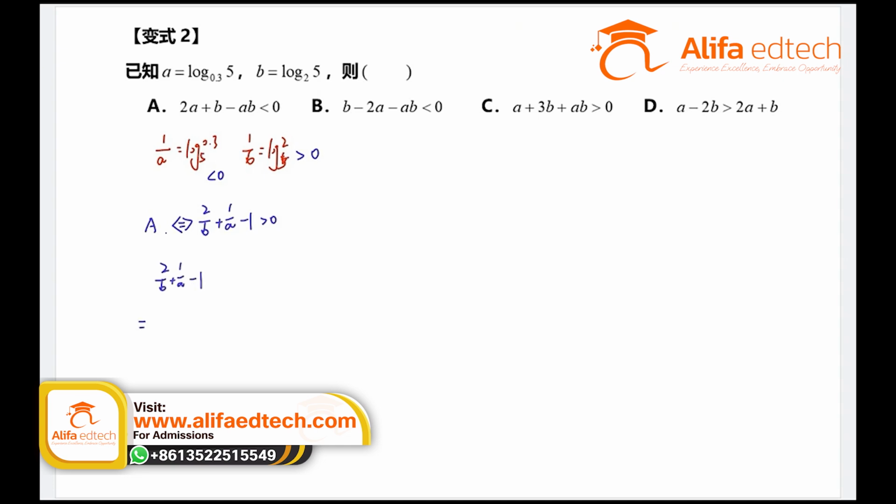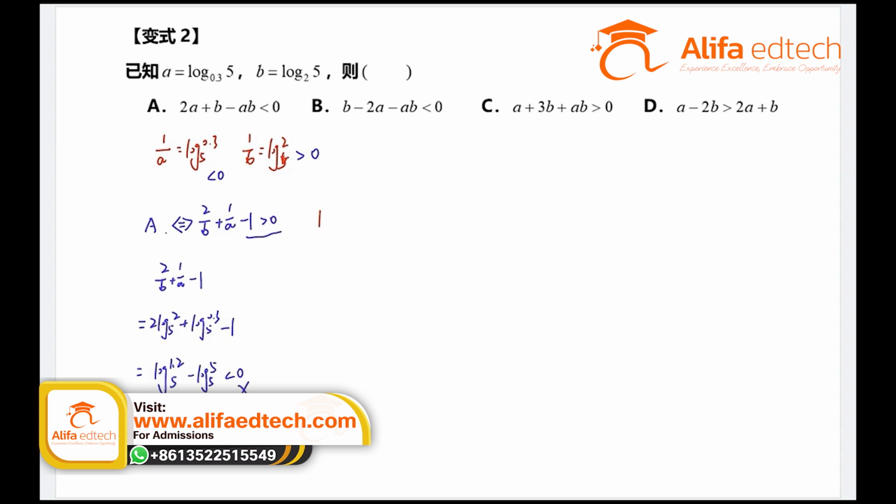Let's substitute the values in. 2 times 1 over B is 2 times log base 5 of 2, plus 1 over A, which is log base 5 of 0.3, then minus 1. So in this case, 2 squared is 4. So the final result is log base 5 of 0.3 times 4, because when adding logarithms with the same base, the base stays the same and the arguments are multiplied. So that means we get 1.2, then minus 1. And 1 is exactly log base 5 of 5. So obviously, what is it? It's less than 0. But your equivalent was greater than 0, so option A is incorrect.